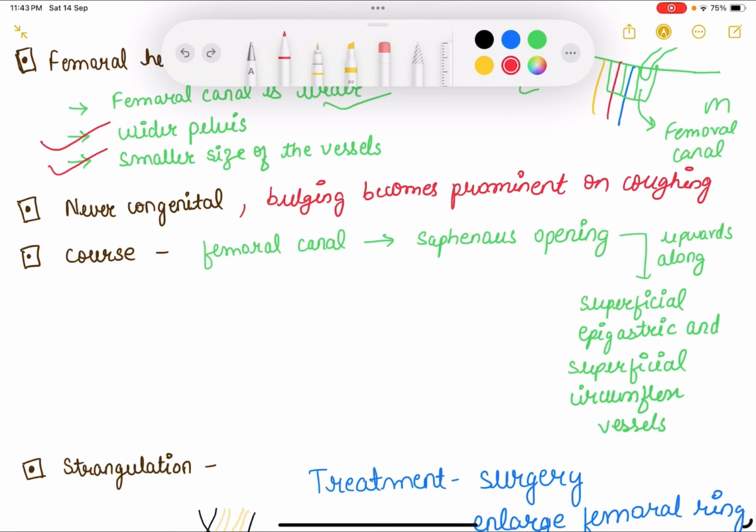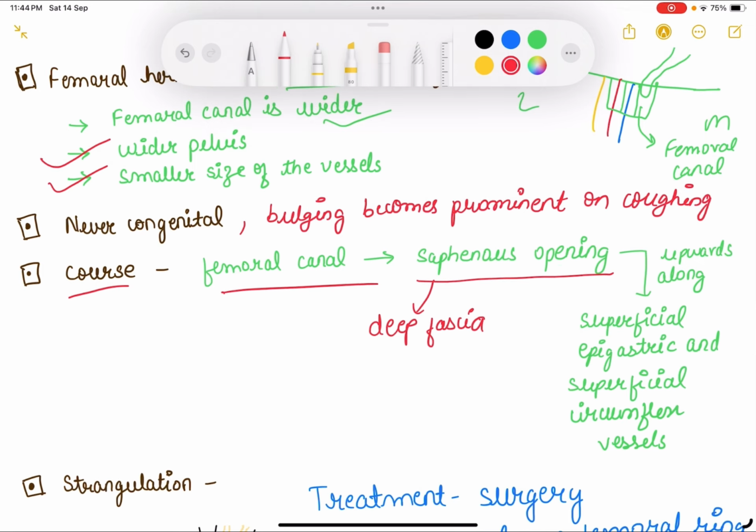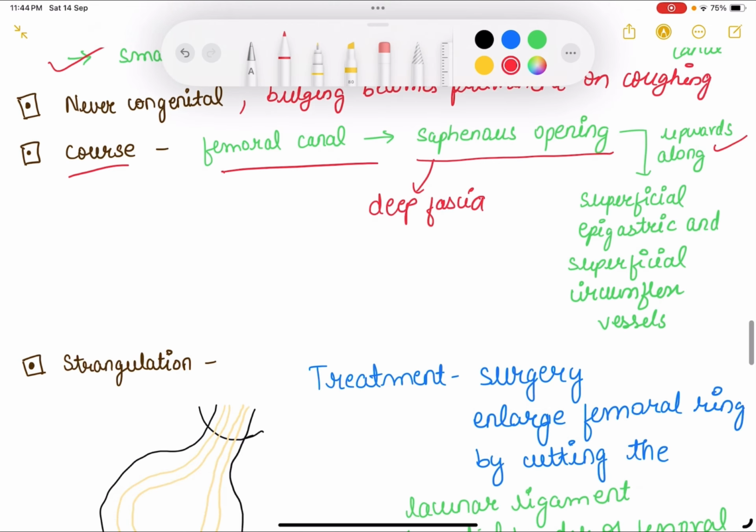So now what is the course of the hernia? The intestinal loop first moves downwards into the femoral canal. Okay? Then it will move forwards into the saphenous opening. Now saphenous opening is basically modification or opening in the deep fascia and it is enclosed by the cribriform fascia. Okay, so now it will move through the saphenous opening and then it will move upwards along which vessels, superior epigastric and superior circumflex vessels. So this was the course of our femoral hernia.